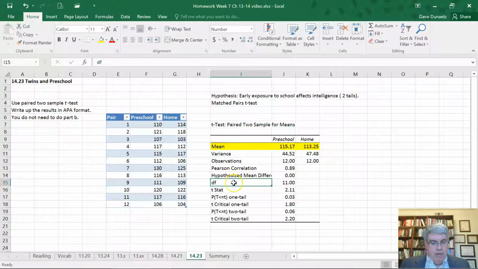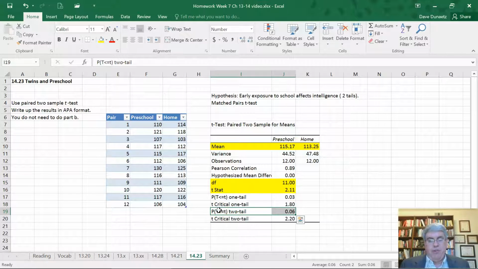The degrees of freedom are 11, and the t-stat is 2.11. Now we made a two-tailed test, and the p for the two-tailed test is 0.06. It's not significant. Well, how close were we? 0.059. So let's highlight that. So our hypothesis was not supported, even though the preschoolers came up a little bit higher. There's more than a 5% chance that we could get that difference just by chance in a sample this size.